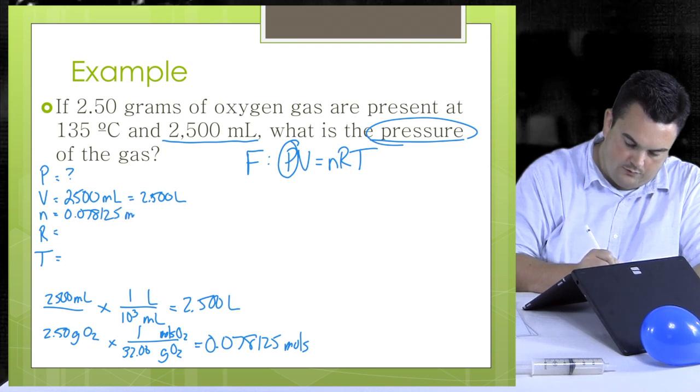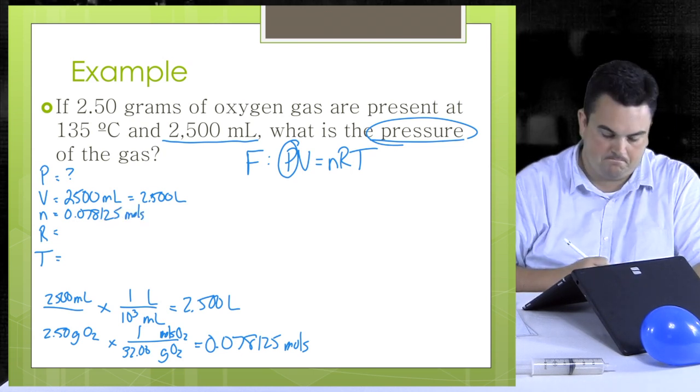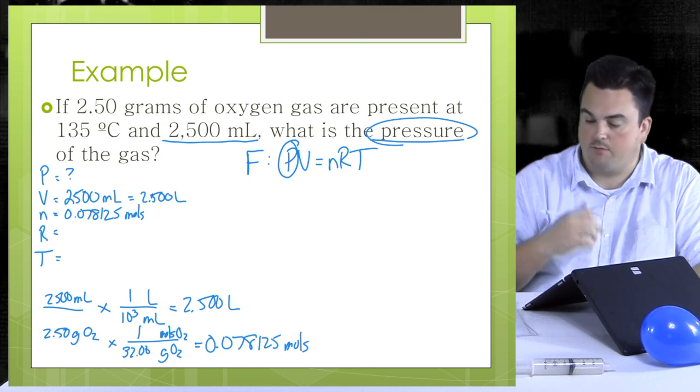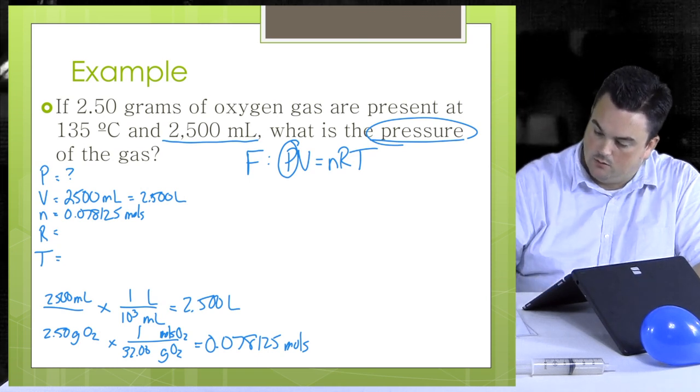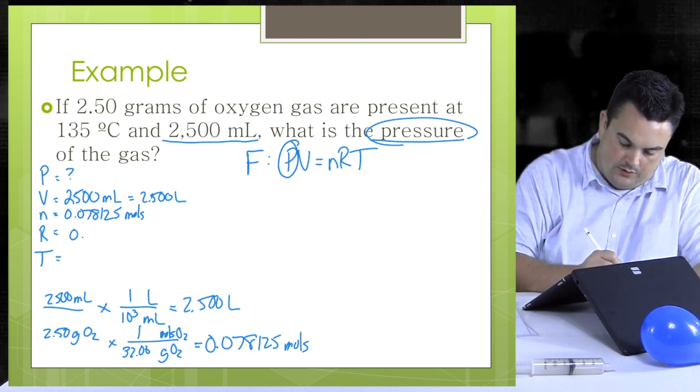Good, and let's put that where n is, so we got it in the right spot. 0.07812 moles. All right, so R is our gas constant. Where can we find that? Right off the table. All right, very good. It's going to be the same thing every time.